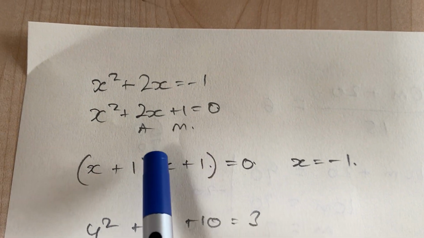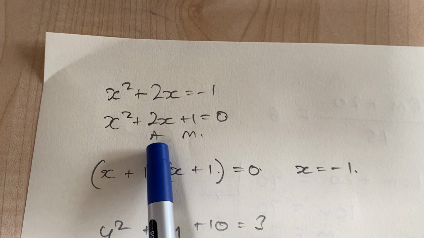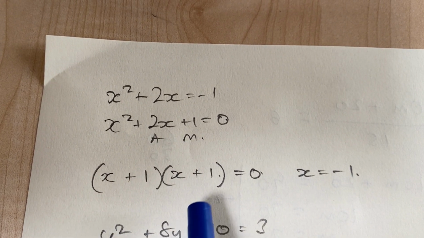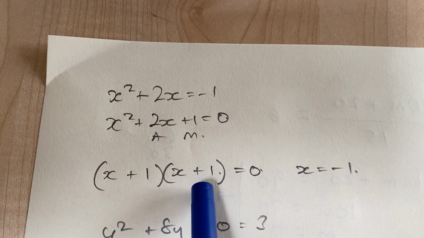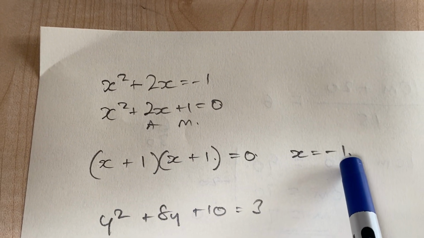So what we need to do is put A and M in there. What do you add together to make 2 that you multiply to make 1? Well, 1 times 1 is 1, so it's the only one you can do. So therefore, for this bracket to equal 0, x must be -1.